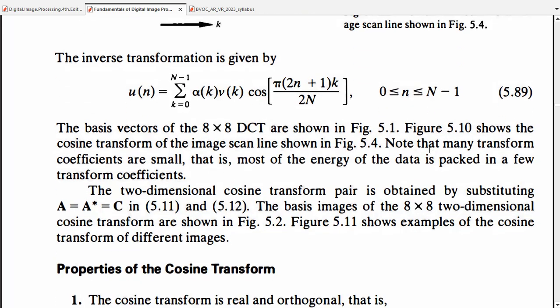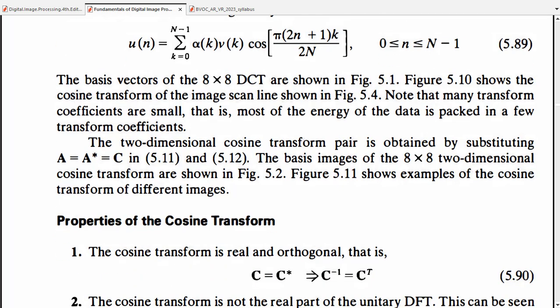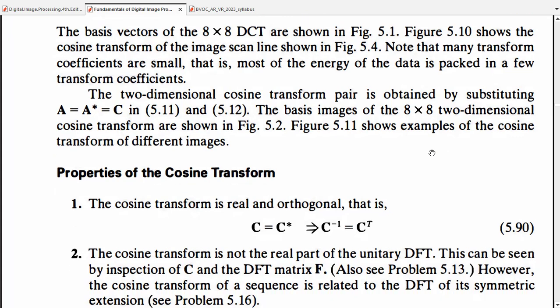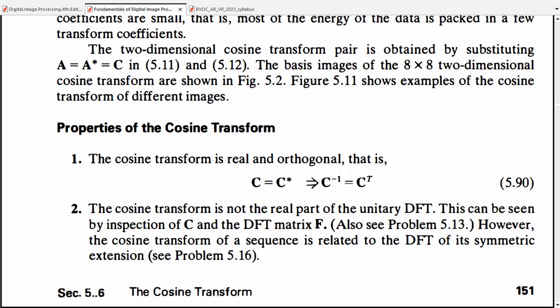The basis vectors are those of the 8 by 8 DCT. In the two-dimensional cosine transformation, we substitute A star equal to C. There are two important properties of the cosine transformation. The cosine transform is real and orthogonal, that is C equal to C star, which implies C power minus 1 equal to C transpose. The cosine transform is not the real part of the unitary DFT. This can be seen by inspection of C and the DFT matrix F.